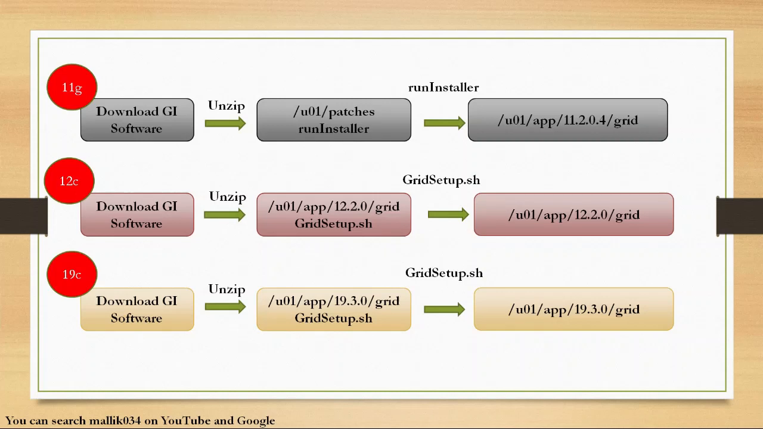Getting started with today's session. If you can see here, I have 11G, 12C and 19C. It is for the GI home installation. What we used to do, we used to download the GI software first, and then unzip that GI software into one of the mount points, for example U01 patches, and then from that software we used to run the installer, and pass a particular grid home where we want to install the grid infrastructure home, and then the grid infrastructure gets installed here. This is typically with 11G.